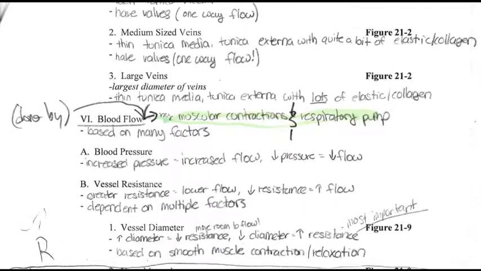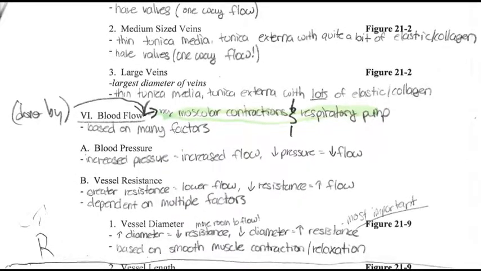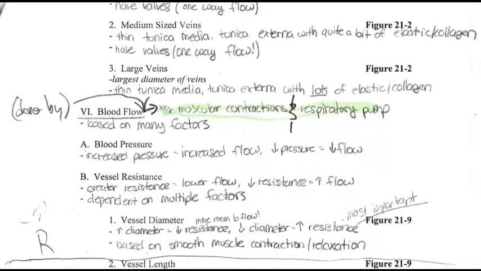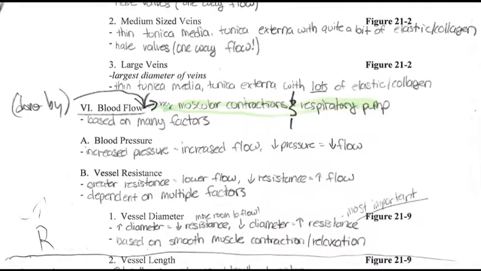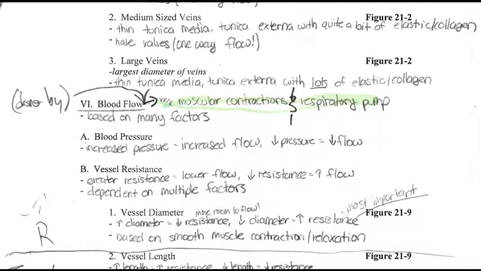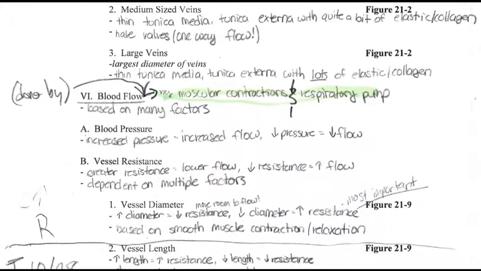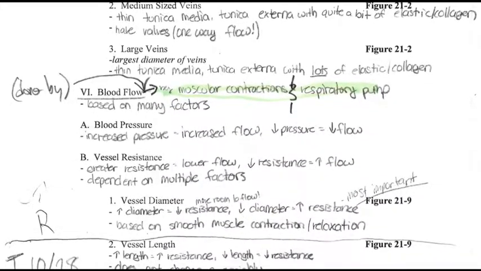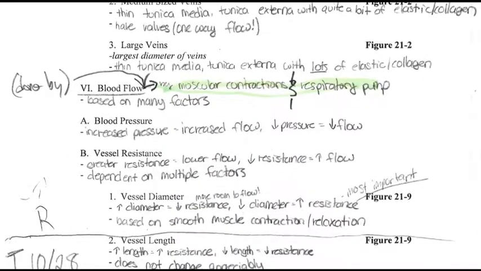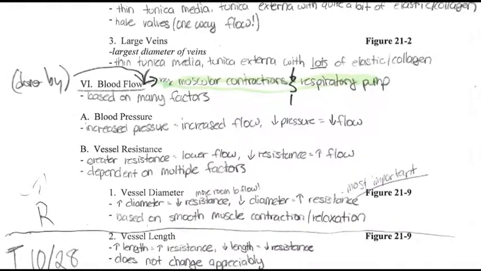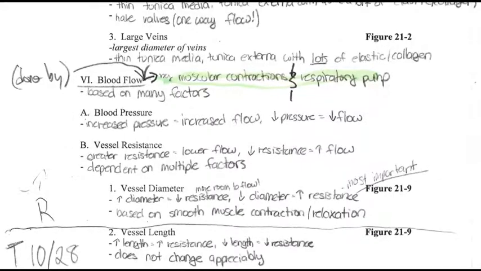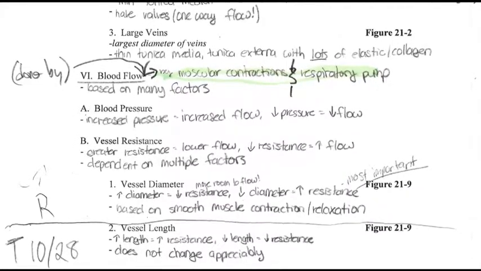Blood flow. Blood flow is attained by muscular contractions and the respiratory pump. It is based on many factors. Blood pressure. Increased pressure will lead to increased flow, and decreased pressure will lead to a decrease of flow.